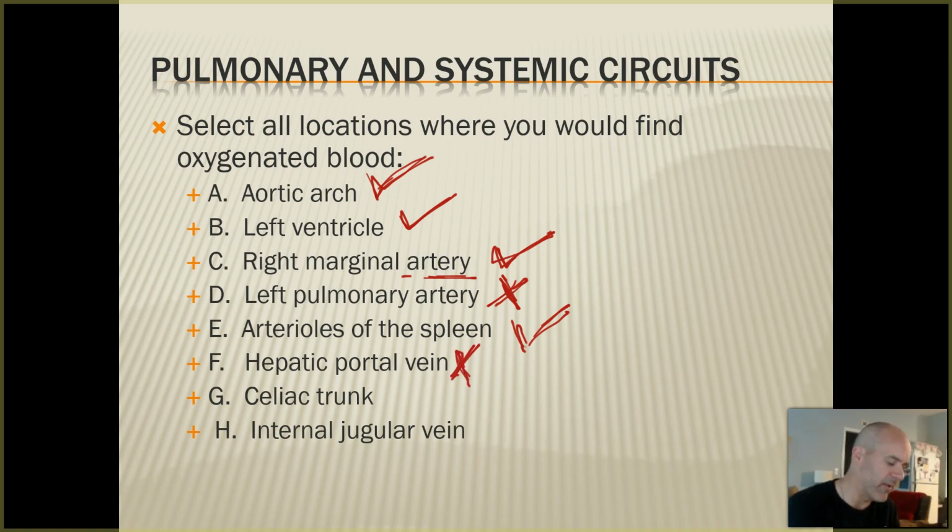I wouldn't ask you that on this test, though. Celiac trunk, this is a question that was used when we did all of cardiovascular as one unit, so don't worry about celiac trunk yet. It's coming up soon, though. That's actually an artery that you'll be learning about in Unit 3, so it does have oxygenated blood in it. Internal jugular vein, you guys know where your jugular veins are, and those are going to have deoxygenated blood in them.